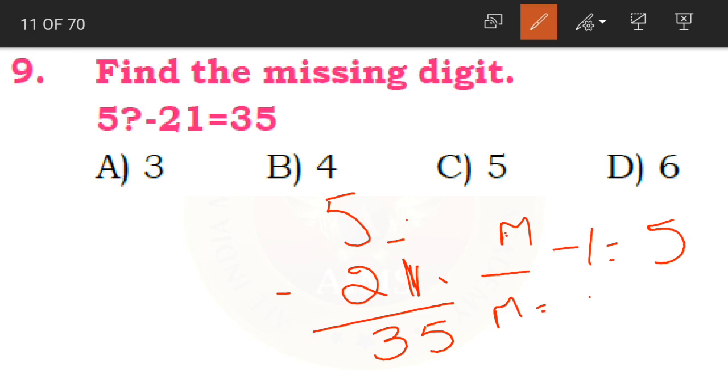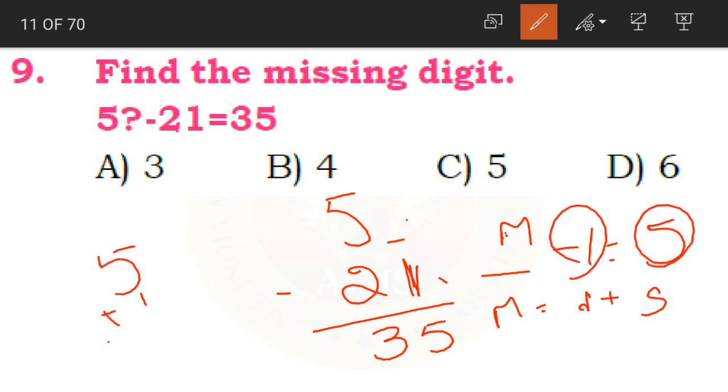As we have learned, minuend is equal to what? Minuend is equal to the difference plus the subtrahend. So we need to add these two. 5 plus 1 is equal to 6. So here the number is 6. 6 minus 1 is equal to 5.